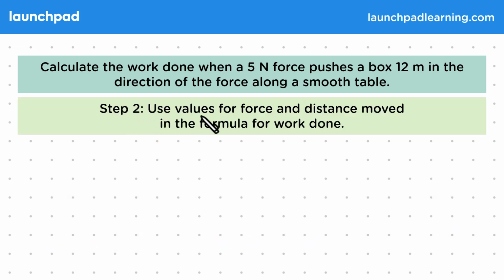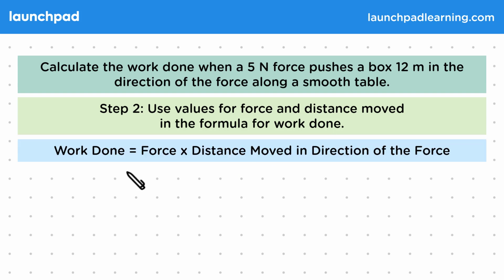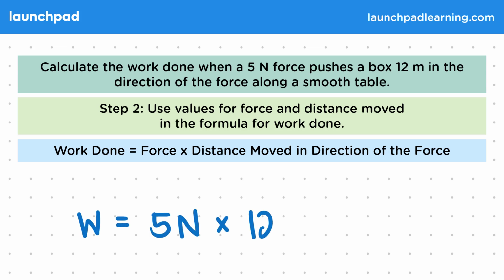Step 2 is to use the values for force and distance moved in the formula for work done, which remember is work done is equal to force multiplied by the distance moved in the direction of the force. So to calculate this work done, we multiply 5 newtons by 12 meters, giving a result of 60 joules. So 60 joules of energy was transferred by this force.